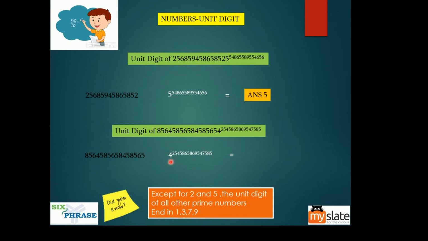This has a cyclicity of 2. In the cyclicity of 2, look at the power. Is it even or odd? It is odd. When the power is odd, then the answer is 4. Had it been even, your answer would have been 6.